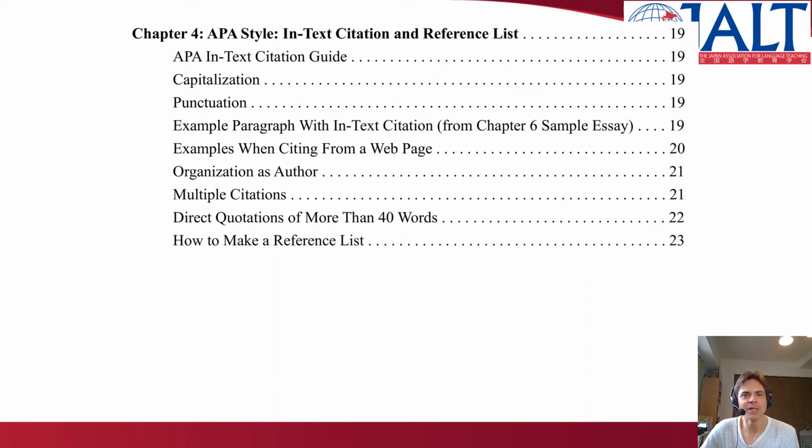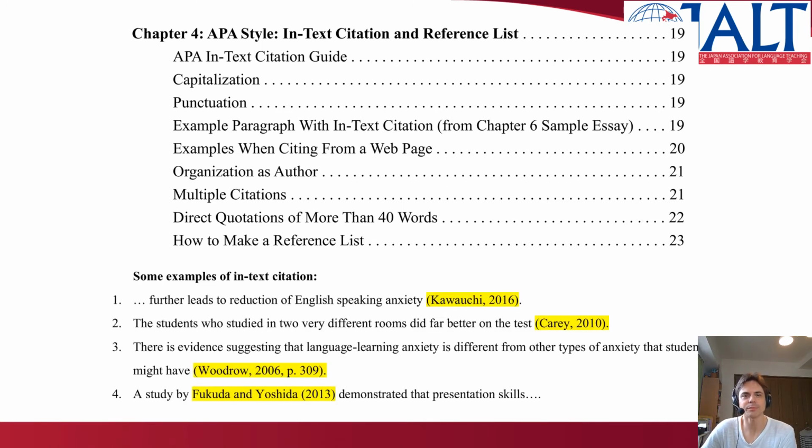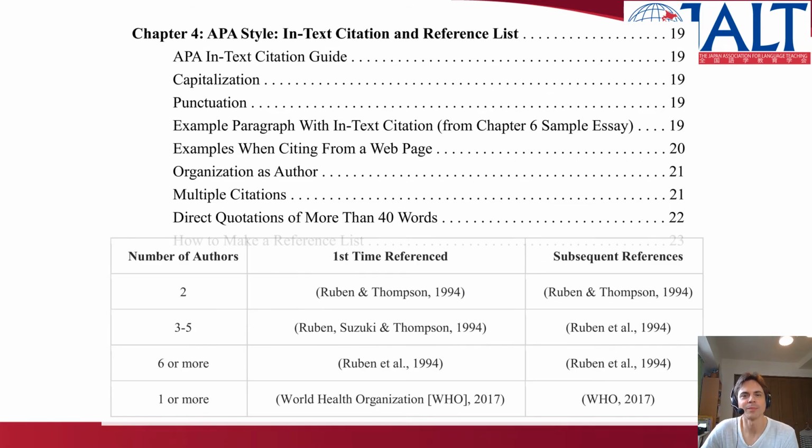Next, chapter 4 is about APA style itself, particularly for in-text citation and the reference list. So there are examples of how to put the author's names into sentences in the essay, as you see at the bottom of the screen, with the citations in yellow. There's also this chart to show how to refer to authors by name, particularly when there is more than one author, and referring to the first time the author's names are mentioned and the subsequent times the names are mentioned.